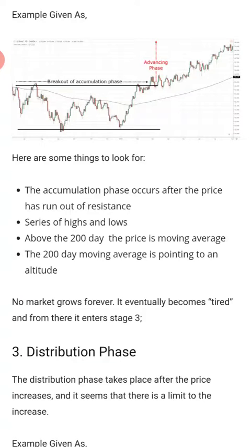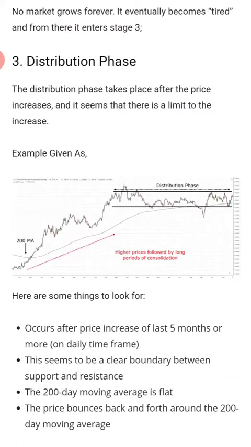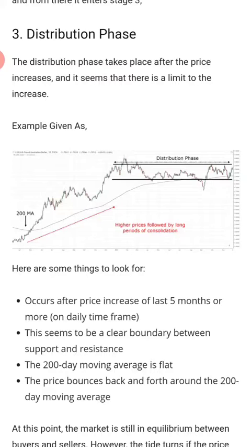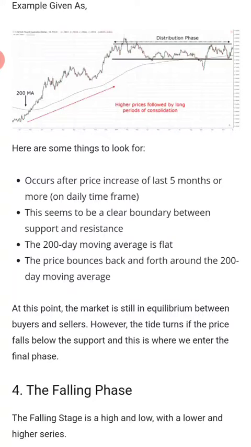No market grows forever. It eventually becomes tired, and from there it enters phase 3, the distribution phase. The distribution phase takes place after the price increases and there seems to be a limit to the increase. Here are some things to look for. It occurs after a price increase of the last 5 months or more on the daily time frame, and there seems to be a clear boundary between support and resistance.